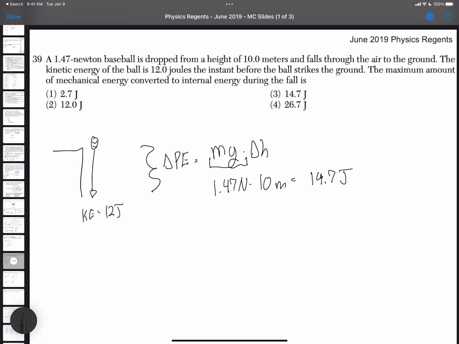Now, if there was no energy lost during the fall, then the final kinetic energy should be 14.7 joules, but it isn't. It's only 12 joules. And so where did that energy go? It went into the internal energy of the baseball as it fell, which is most likely heating up the ball. However, other things might be like creating sound or heating up the environment. So the answer to 39 is 2.7. 14.7 joules minus 12 joules gives us the 2.7 joules.